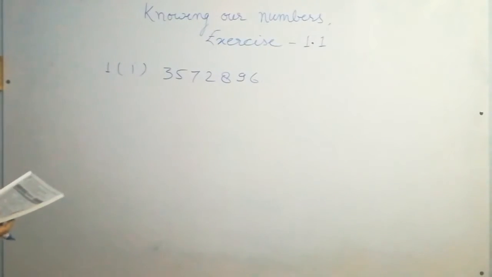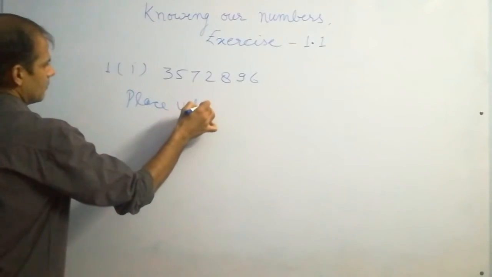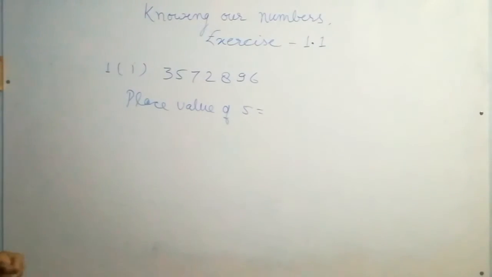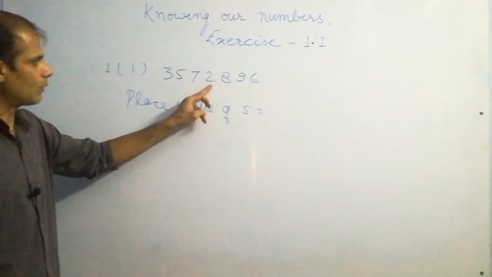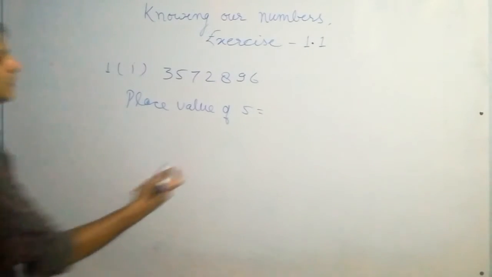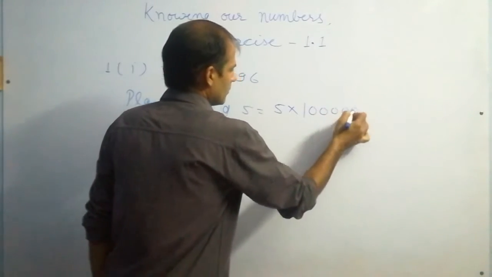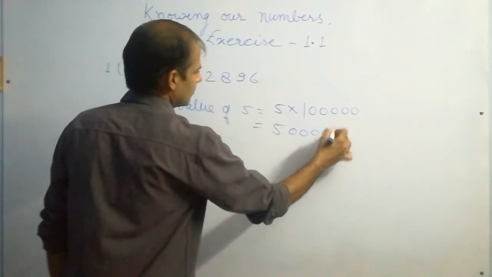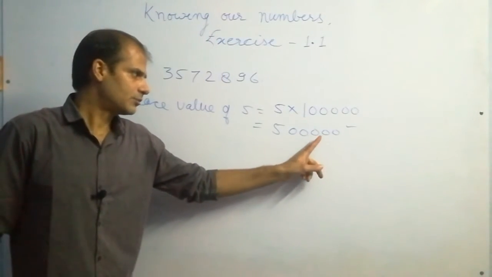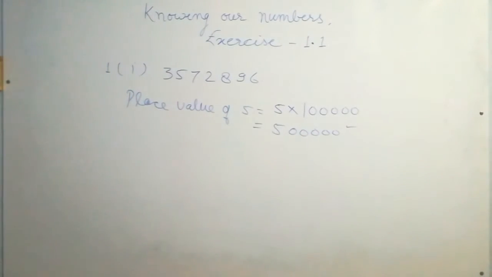Now what is the place value of digit 5? Place value of 5 equals, just see what is the place of 5. Ones, tens, hundreds, thousands, 10,000s, lakhs. So the place is lakhs. It means you multiply 5 by 1 lakh, and the answer will be, what is the answer? Ones, tens, hundreds, thousands, 10,000s and lakh. So this is 5 lakh. The answer of this question is 5 lakh.